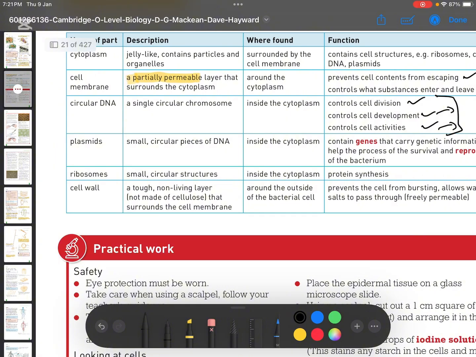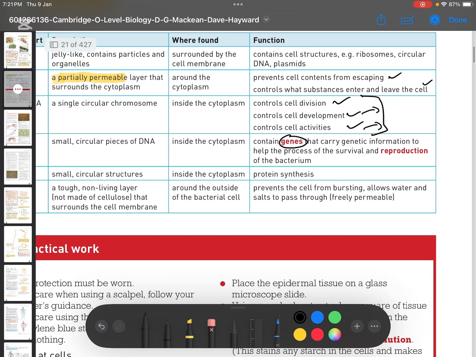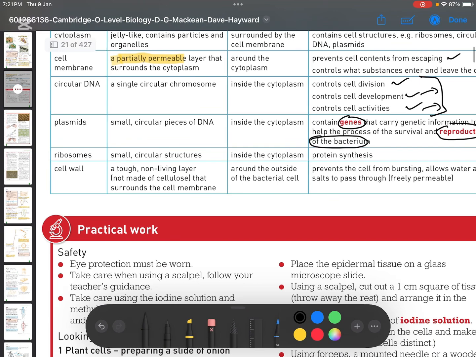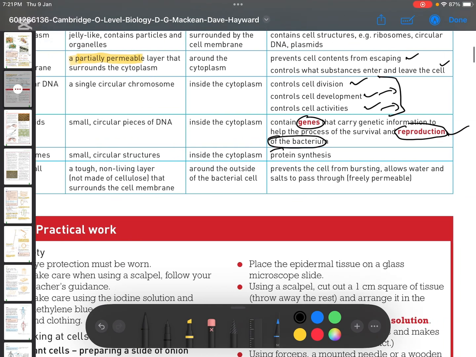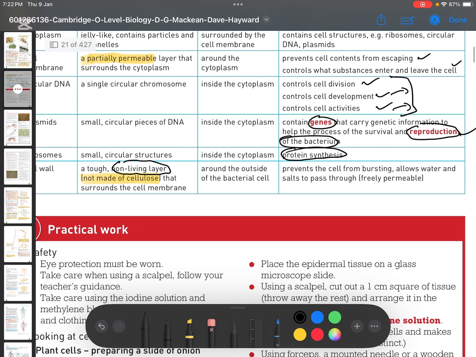Plasmid is an extra genetic material present in the bacterial cell. It contains genes and carries genetic information to help in the survival and reproduction of the bacterium. Ribosomes are small circular structures that help in protein synthesis. We have discussed what the ribosomes do earlier. Cell wall, a tough non-living layer as usual, not made up of cellulose, very important. They may ask you in the exam, is the cell wall of a bacterial cell made up of cellulose? That's not true. It's made up of what? Proteoglycan.